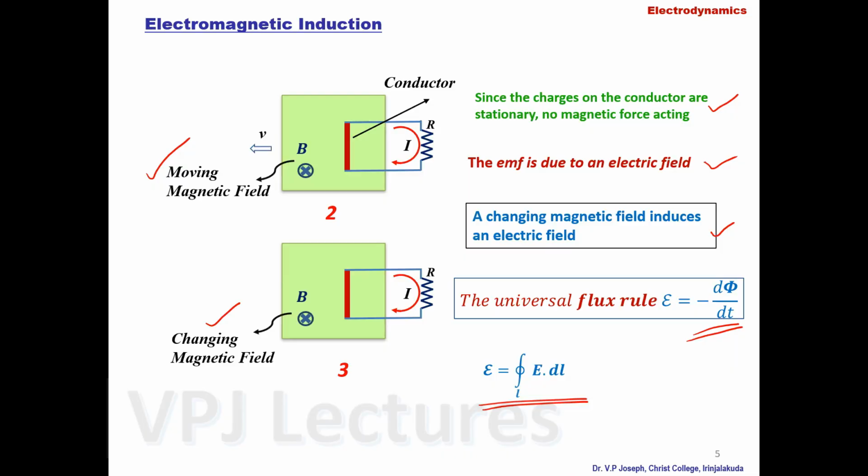There is no movement of charge carriers. So the magnetic force acting on stationary charges is zero. The force acting on stationary charges is only of electrical nature. So we are assuming that an electric field is coming into the picture, and the conclusion is that a changing magnetic field generates an electric field E, given by the electromotive force equation: E is equal to closed line integral E dot dl.